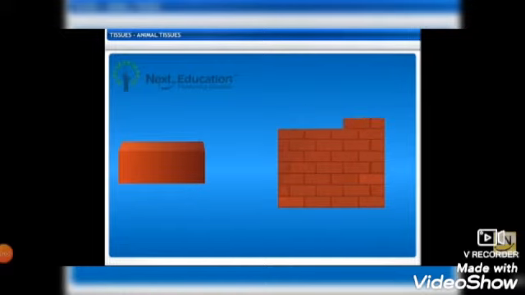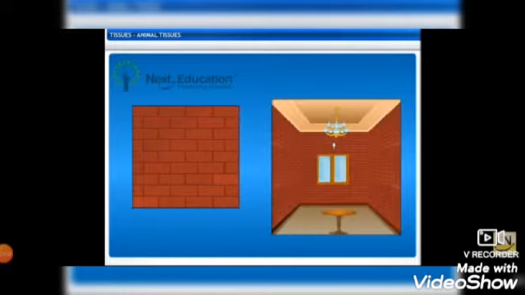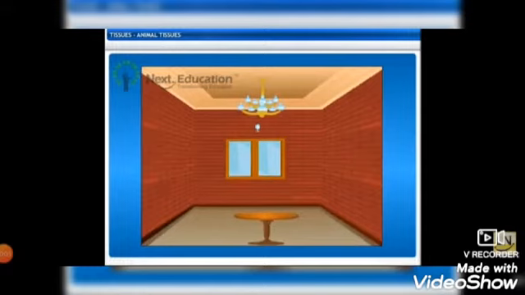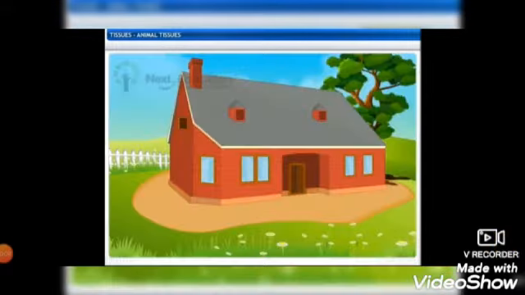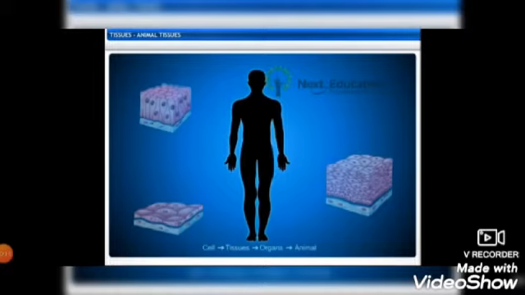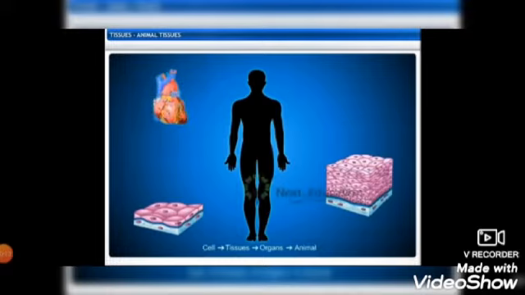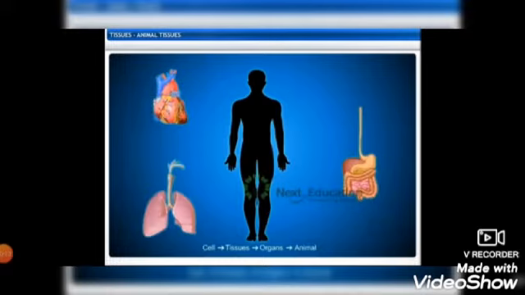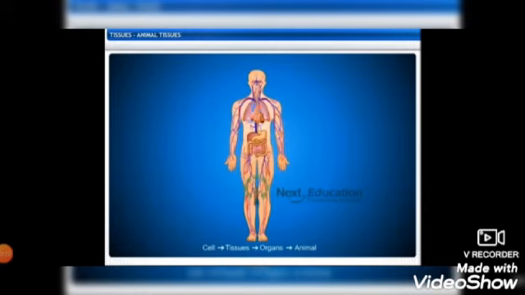It takes a small brick to form a wall. It takes 4 walls to form a room, and many rooms form a house. Similarly, it takes tiny cells to form a tissue. It takes different tissues to form an organ. And many organs form an organism.